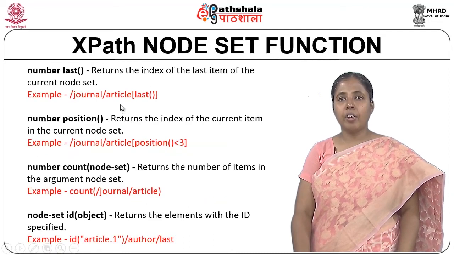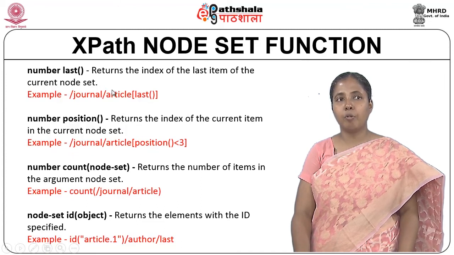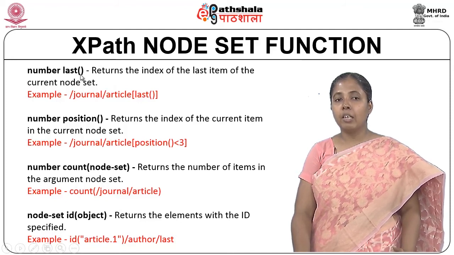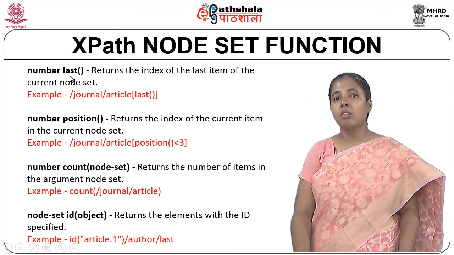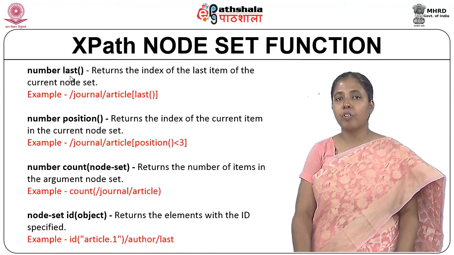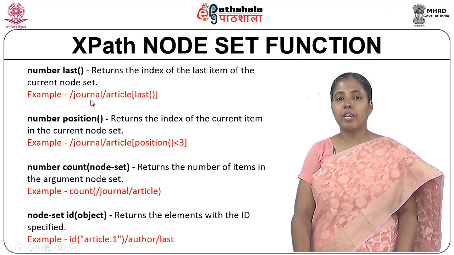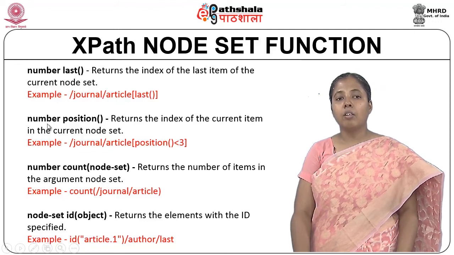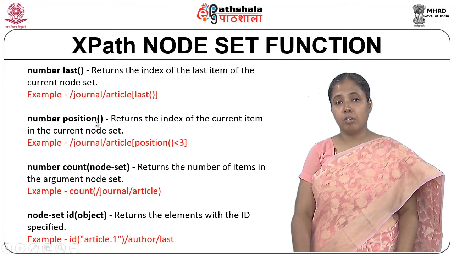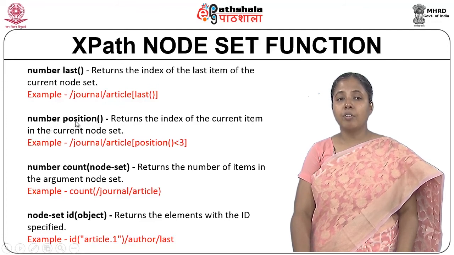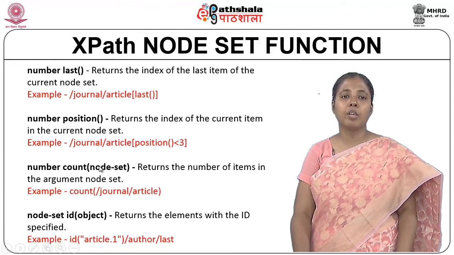Now, these are the defined XPath node functions. Some of them have been specified here. We have a function called last, which we have seen in the earlier slides. This returns the index of the last item of the current node set. We can see an example here, journal article last, which means that it returns the last article, that is, the index of the last article. And here you can see that we use a function called position. This returns the index of the current item in the current node set. So, you can see here the article's position, if it is less than 3, it gives the article.